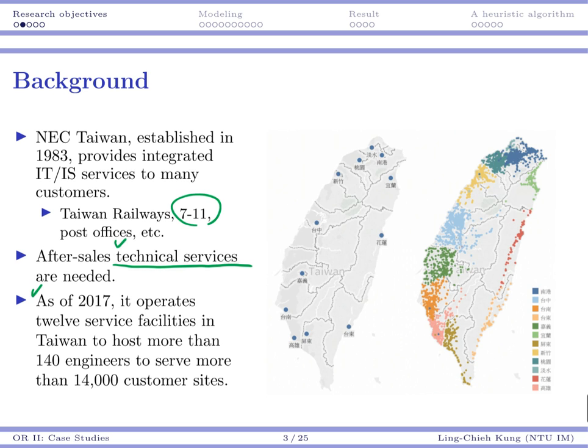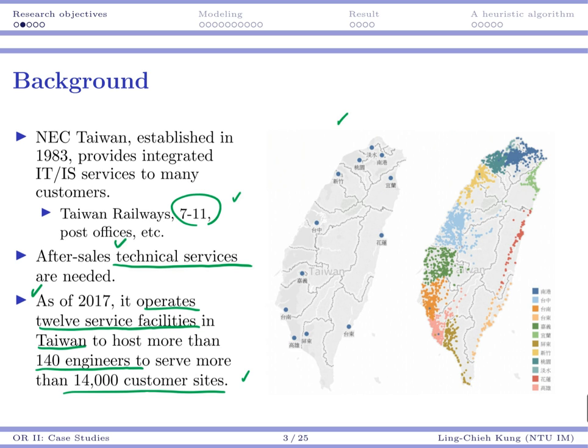As of 2017, that's the year when we started the project, the company operates 12 service facilities around Taiwan to host more than 140 engineers to serve more than 14,000 customer sites. Each 7-Eleven store is a customer site. Each post office is a customer site, for example.